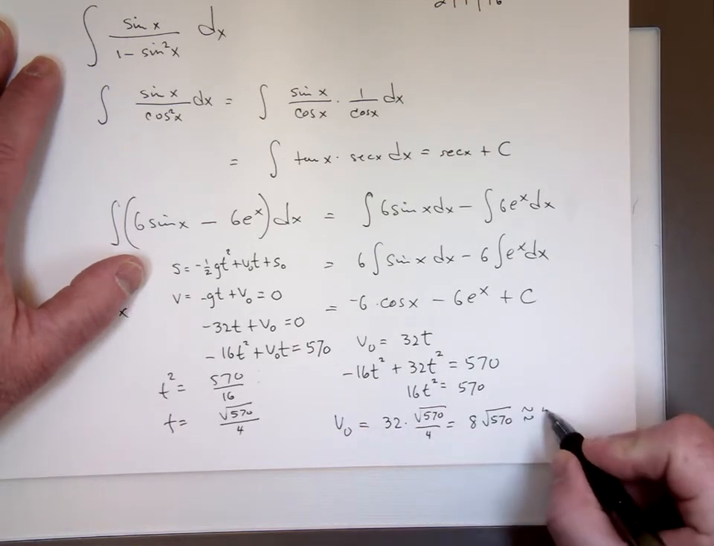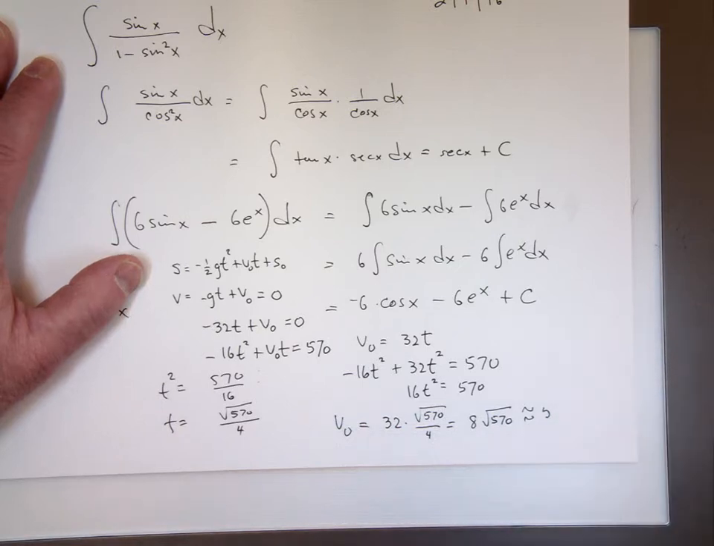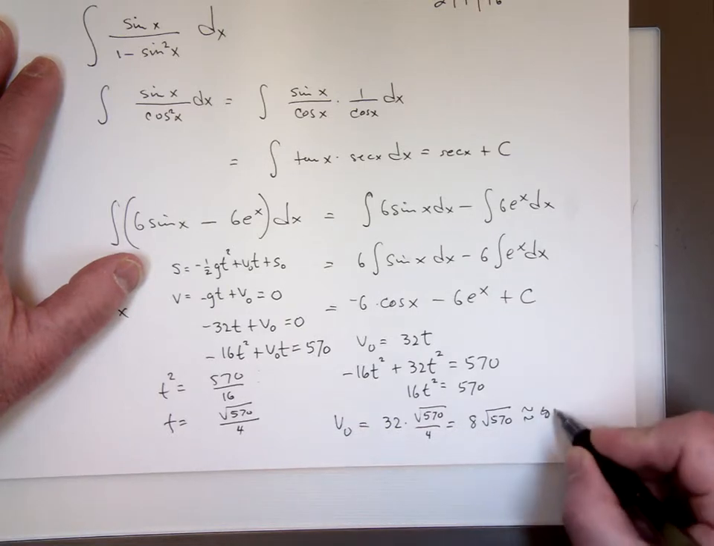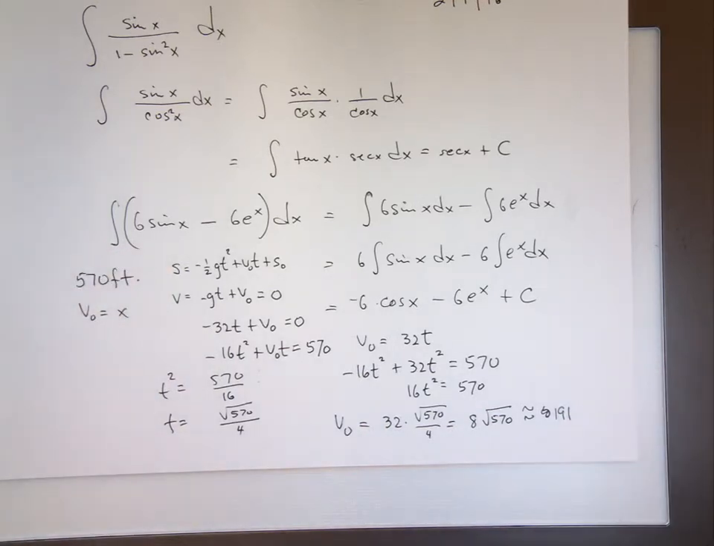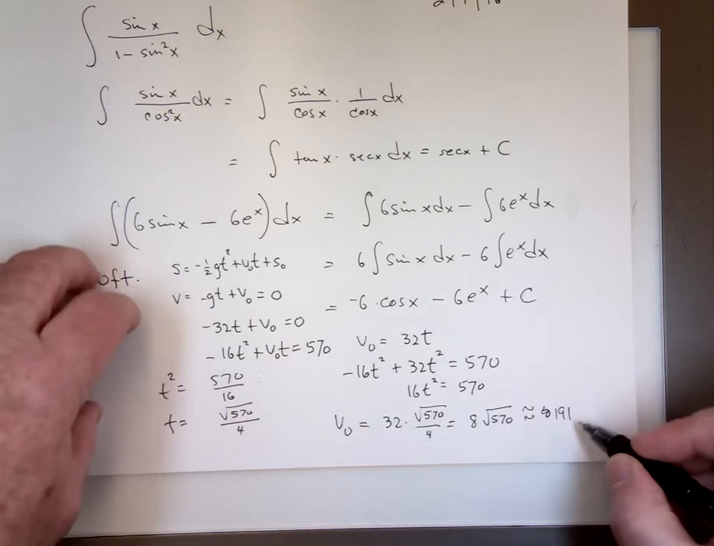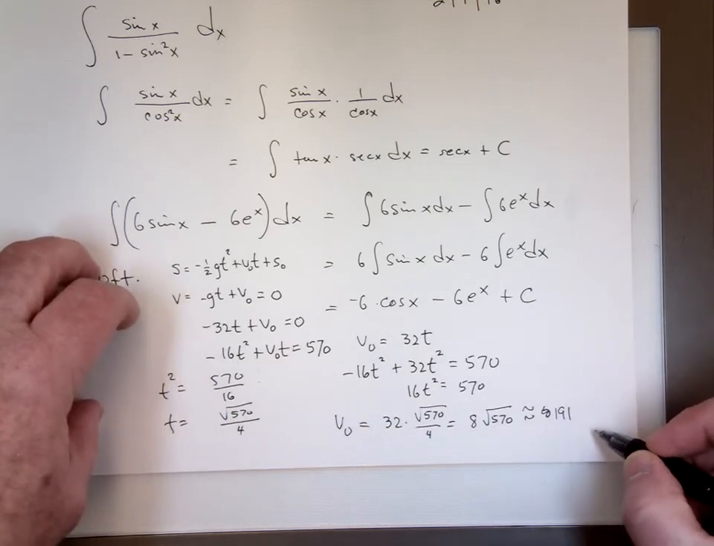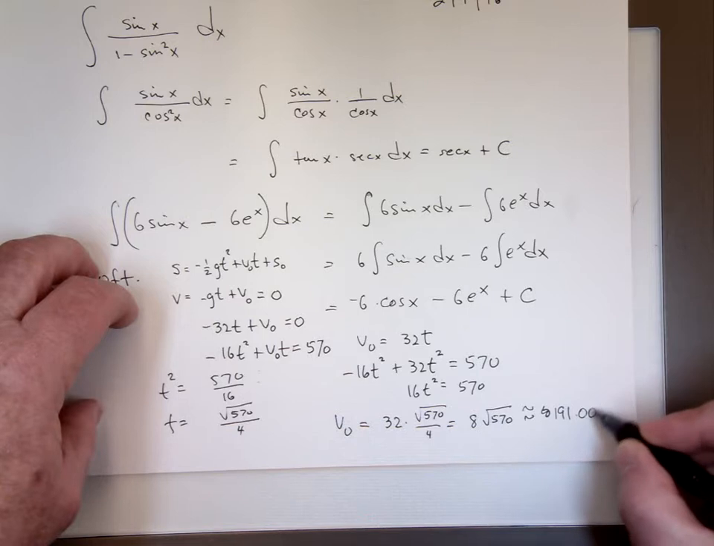5.97? That can't be right. 570 squared. That can't be right, Carlos. 190.99. So I'm going to go with 191. If they're having to go to 3 decimal points, then it'd be 190.997. Okay. So let's go with 191.00 then.